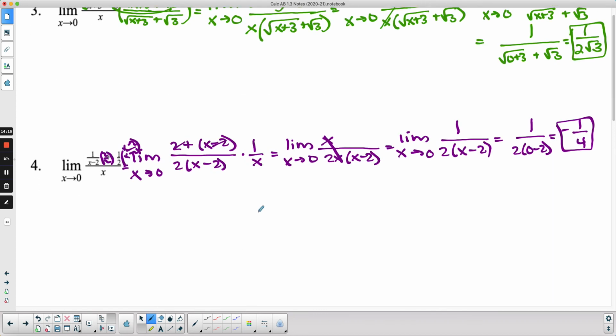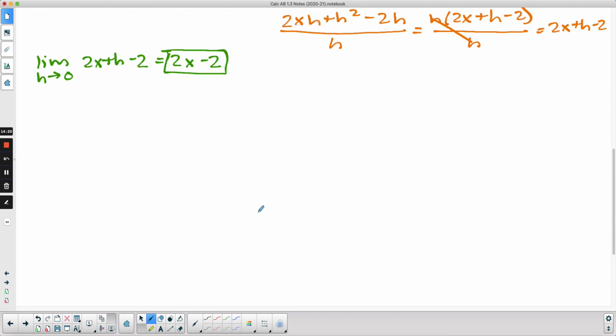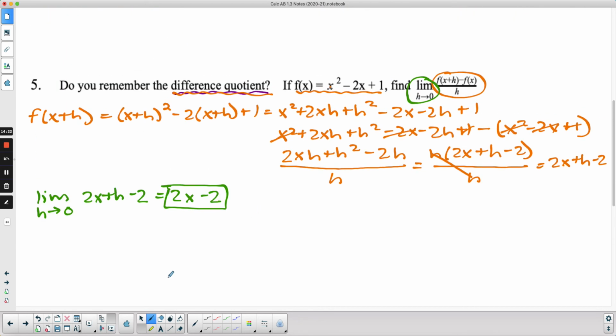All right, so go ahead and practice this first part, these algebraic limits, and then come on back for the second half of 1.3 notes.